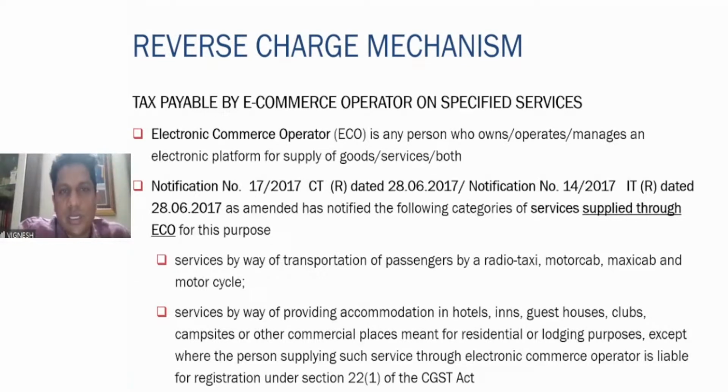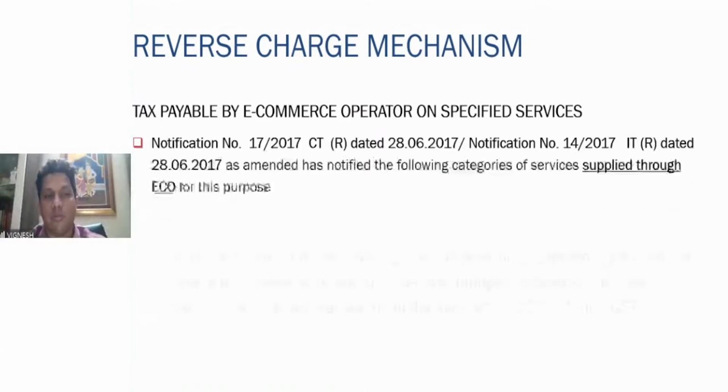But in the same situation, if this Hotel Utsav's turnover is more than 20 lakhs in the preceding financial year, that means he is liable to be registered under GST. Since he is liable to be registered under GST, he himself will collect the GST and not the e-commerce operator. So I hope this point is clear. So first one is transportation of passengers is covered. Second one, accommodation is covered.